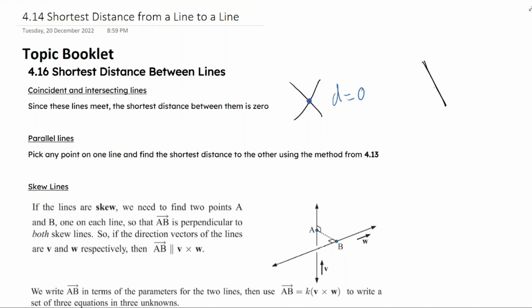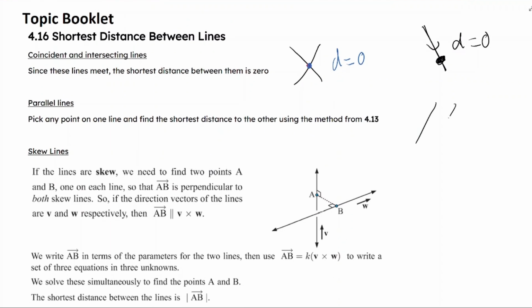Similarly, if you've got coincident lines where they're sitting on top of each other, then the distance is 0 because you can pick any point that is just sitting in that same spot on both lines, and again, they're touching. If you've got parallel lines, it's a bit weird because you can pick a point here, for example, and find the shortest distance. But if you picked another point here and found the shortest distance, those two distances would be equal to each other.